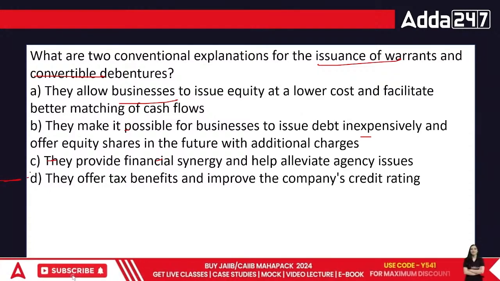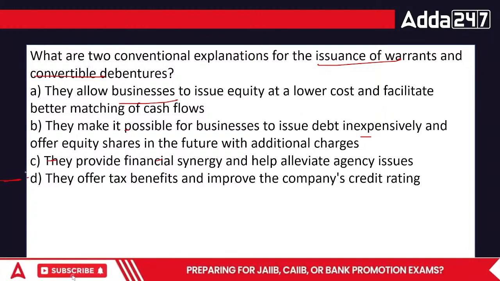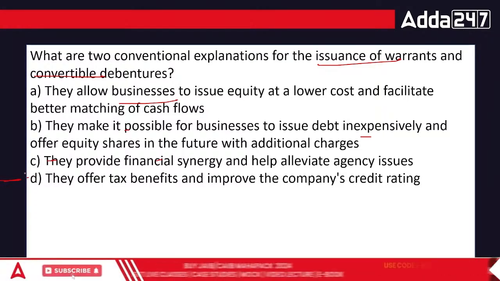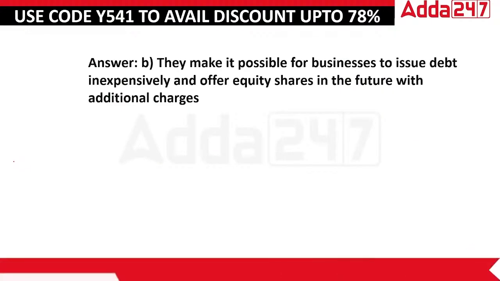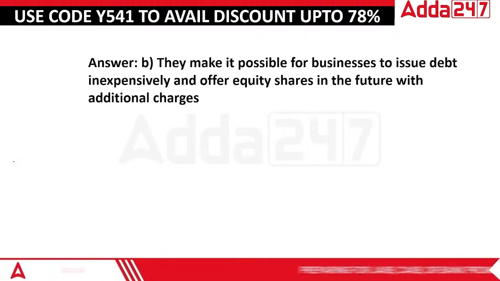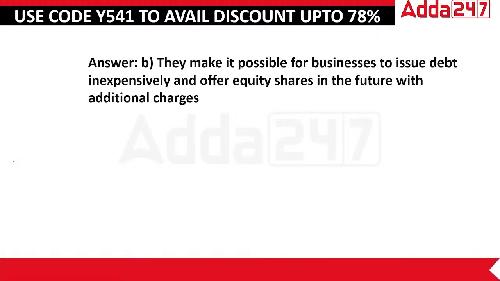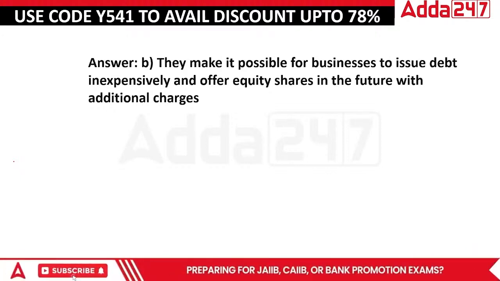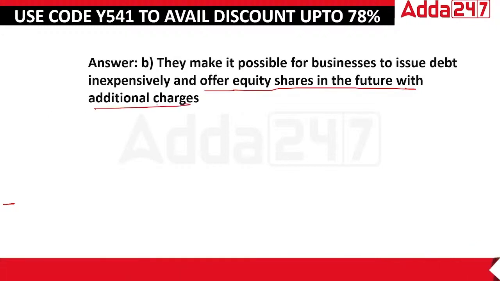But sometimes this doesn't happen that way. In both the companies, when you try to add the synergy, the positivity sometimes doesn't come out. Rather, they become too unstable as well. They offer tax benefits and improve the company's credit rating. The answer is B. They make it possible for the businesses to issue debt inexpensively and offer equity shares in the future with additional charges.